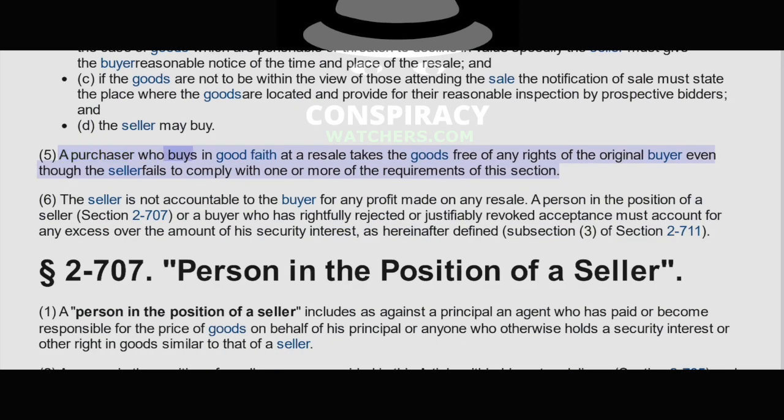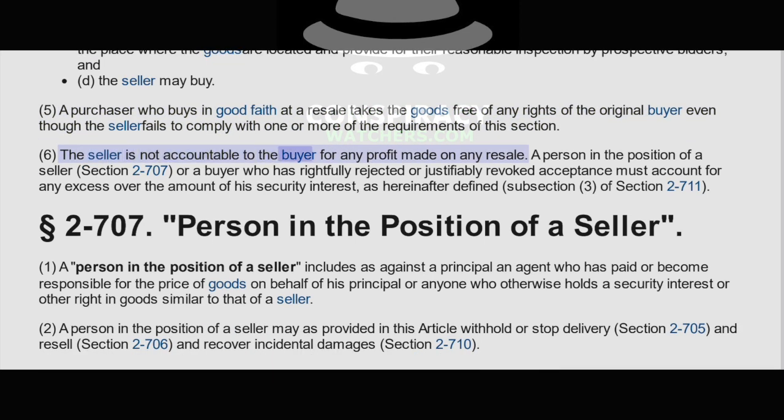A purchaser who buys in good faith at a resale takes the goods free of any rights of the original buyer, even though the seller fails to comply with one or more of the requirements of this section. The seller is not accountable to the buyer for any profit made on any resale. A person in the position of a seller or a buyer who has rightfully rejected or justifiably revoked acceptance must account for any excess over the amount of his security interest, as hereinafter defined.